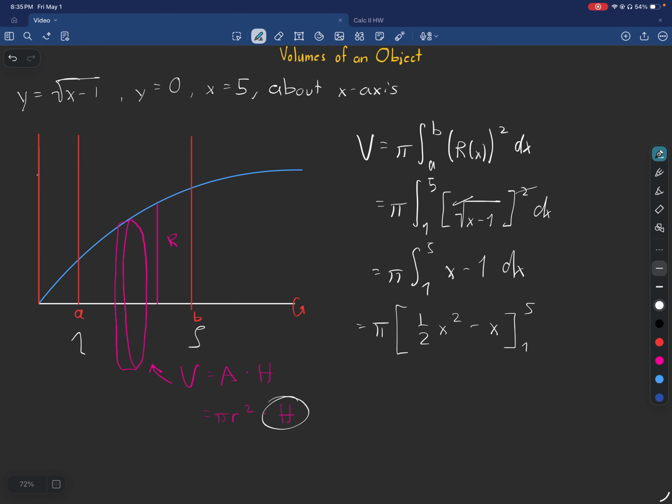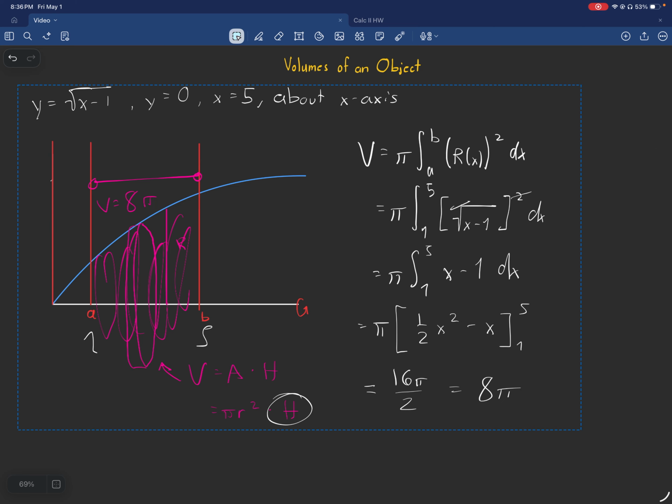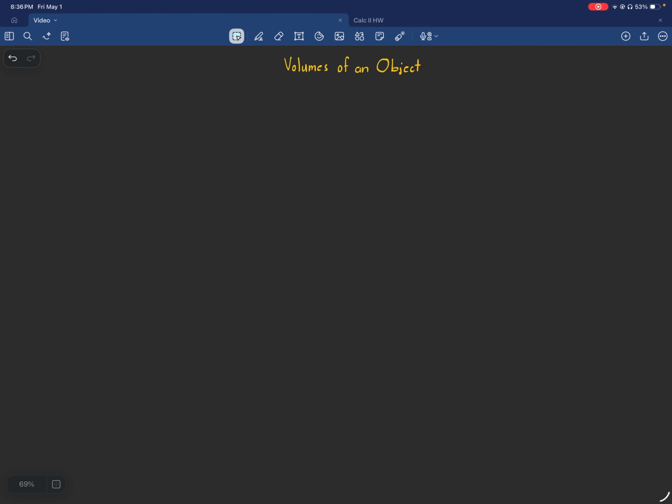And for timeliness's sake, I'll just put in what the answer is already, being, let's see, 16 pi over 2, and then simplifying this would give us 8 pi. And in short, from here all the way up until here, with all of our little disks being added up, we get 8 pi as the volume. And that's essentially it. This even covers for washer method, but we'll see how much more different that is now.